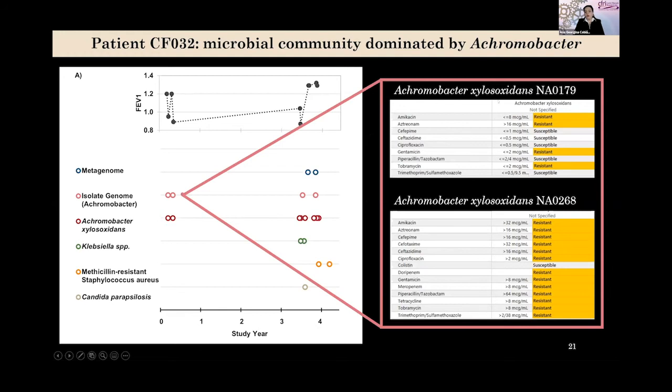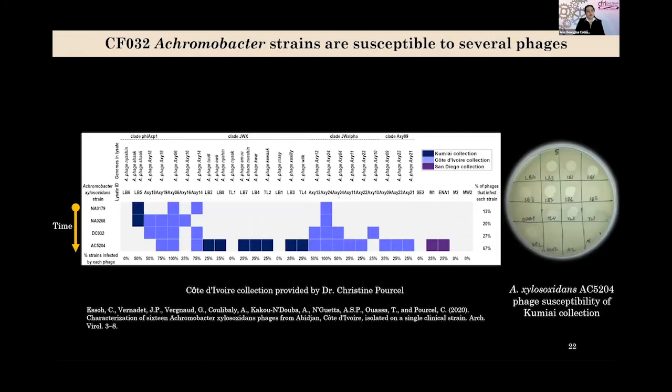So here we have the antibiotic resistance for the first isolate, and for the second isolate, which is only a couple of months after this isolate, we see the resistance to the antibiotics is going up. So this is one of the cases where we want to use phages to kill Achromobacter in the lungs of the patient. So we obtained the 4 strains from the clinic.